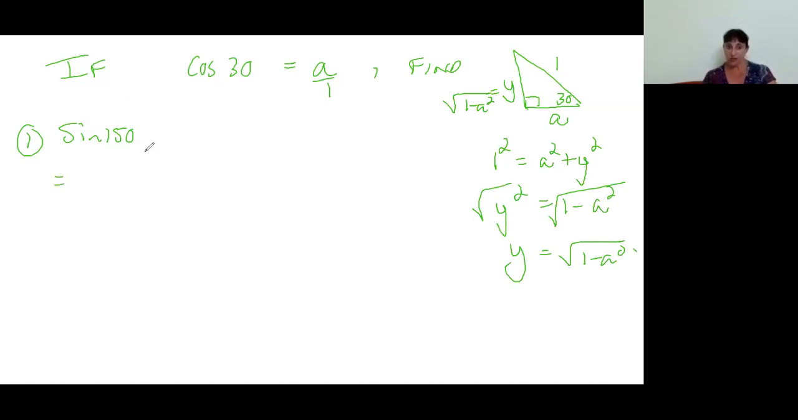Right, so now I go to my question, and I see that I have an angle that is not acute. So remember, you need to reduce it. Where is 150? Second quadrant. What is sine in the second quadrant? Positive. Sine 180 minus, which is 30. Remember, you always need to reduce it to an acute angle. All right. And the sine of 30 is opposite over hypotenuse. Okay? So it is going to be root 1 minus a squared over 1, which is just root 1 minus a squared.